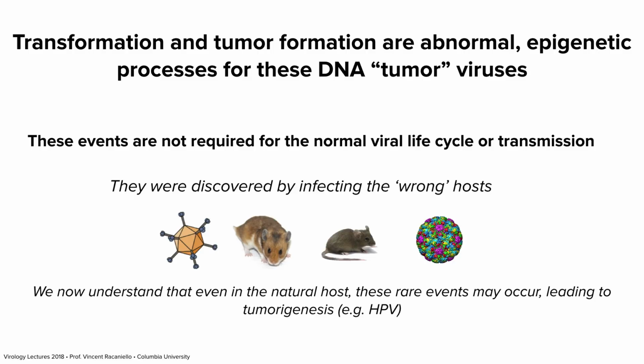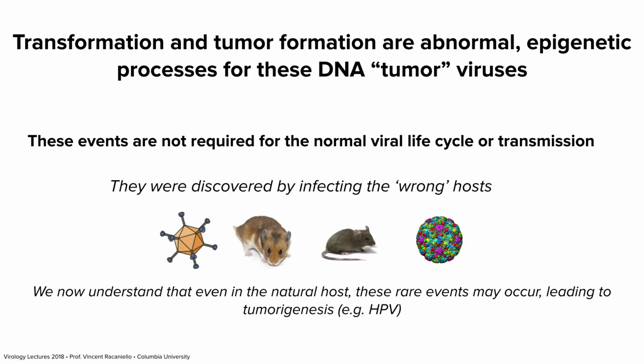So transformation, tumor formation, these are abnormal events. They are a result of the fact that these viruses have to kick the cells into DNA synthesis. They are not required for normal replication. Remember, in a permissive host, we never see transformation. And they were discovered by infecting the wrong hosts: a human adenovirus in a hamster, a simian polyomavirus in a mouse. Now, caveat, we now know that even in the natural host, sometimes those two rare events occur.